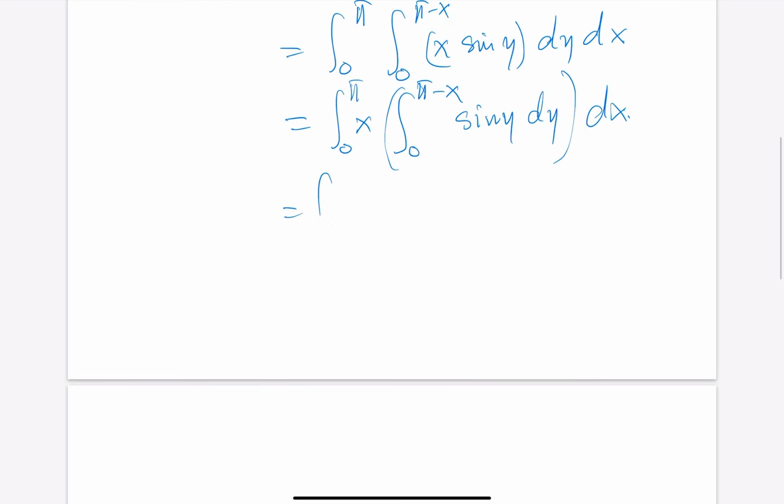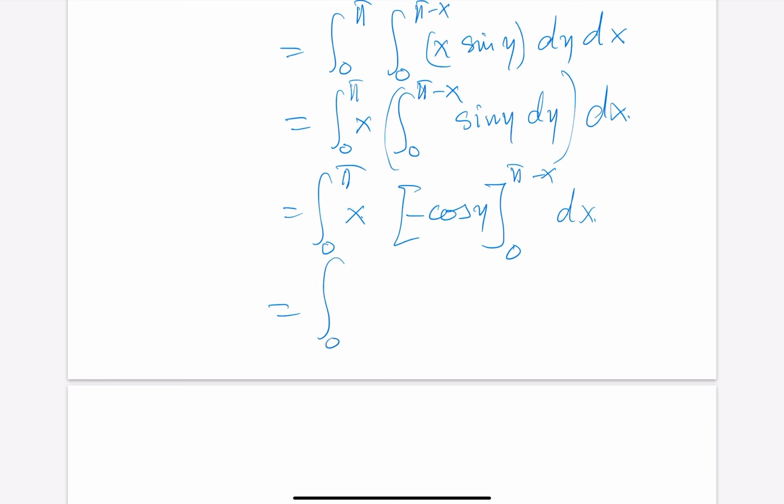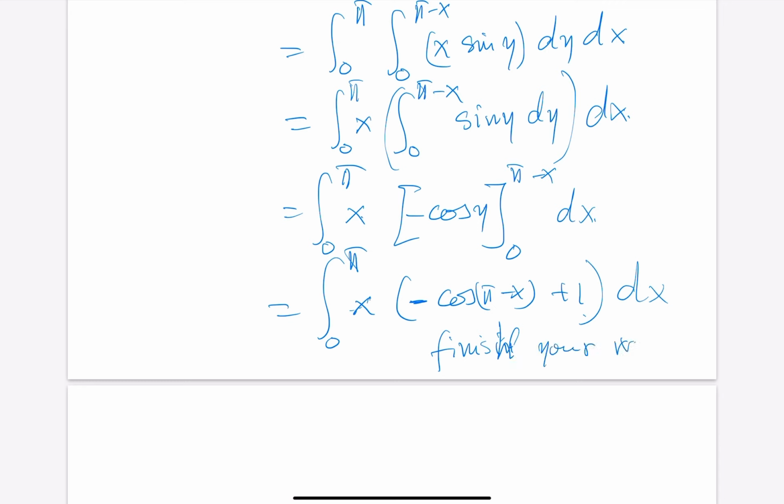then you can keep moving, keep going like this, and you have x here, and here you have a negative cos y going from 0 to pi negative x, and you have a dx, and now here you have 0 to pi, and here you will have x, and you have a negative cosine of pi negative x, and you have a plus 1 and dx, and so on and so on, and keep finishing the work. Your work, okay, it's easy to finish it.